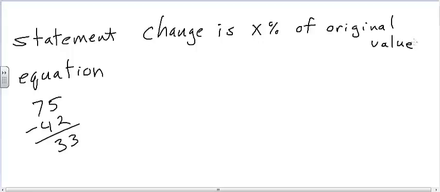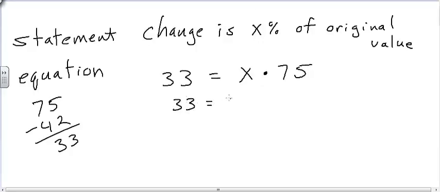So let's see what we have. We know what the change is, 33. Is is interpreted as an equal sign. X we don't know, so I'll leave it as X. Of is interpreted as a multiplication sign. The original value, meaning what did we start with? In this case, temperature-wise, what was the original temperature? It was 75. So 75 is put in that spot. So I'm really solving the equation 33 equals 75x.